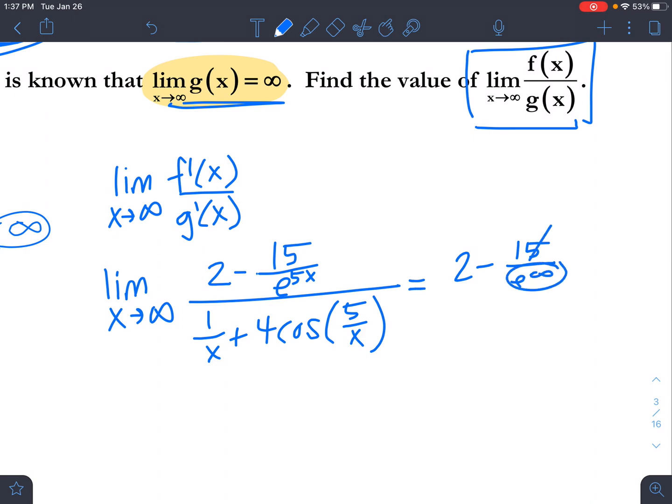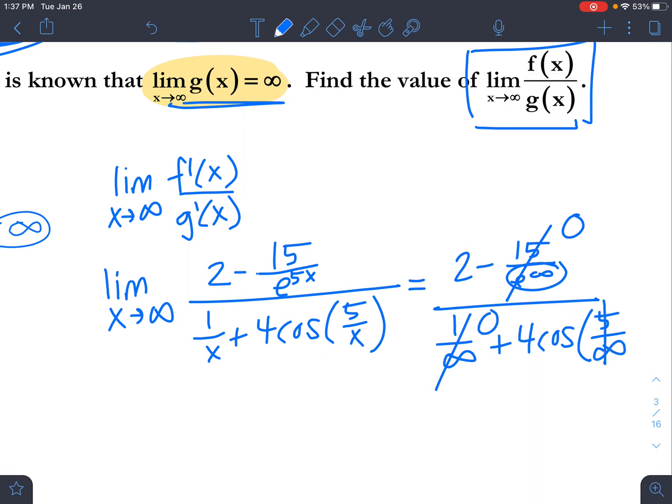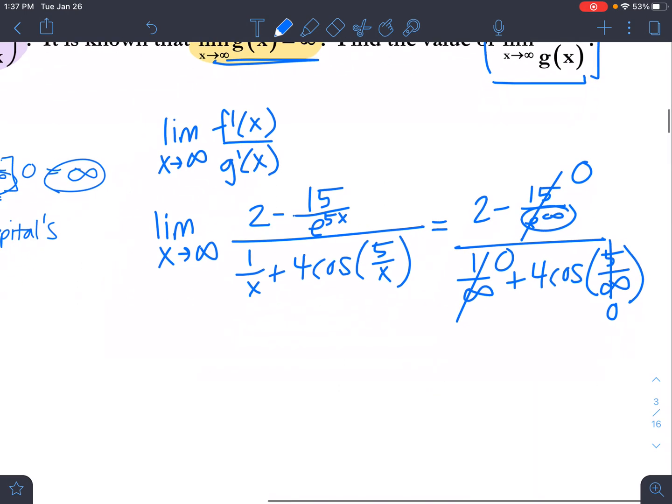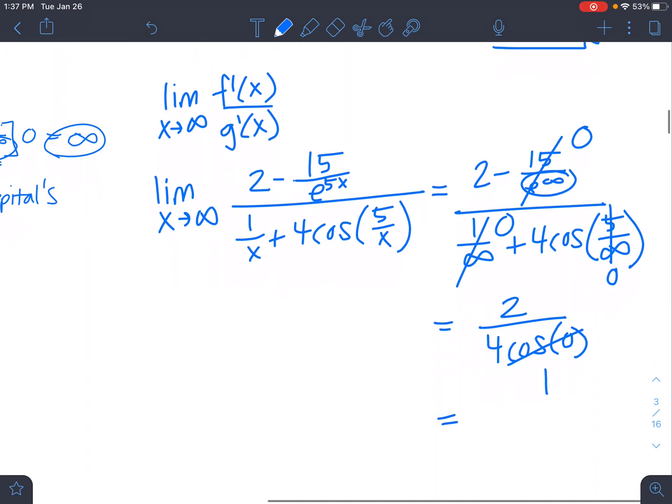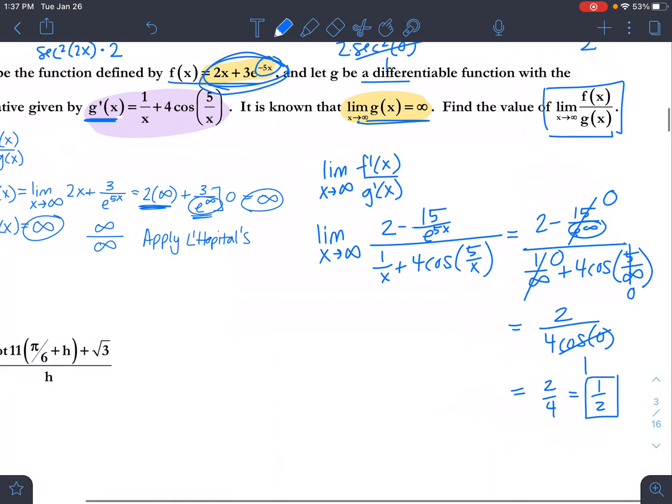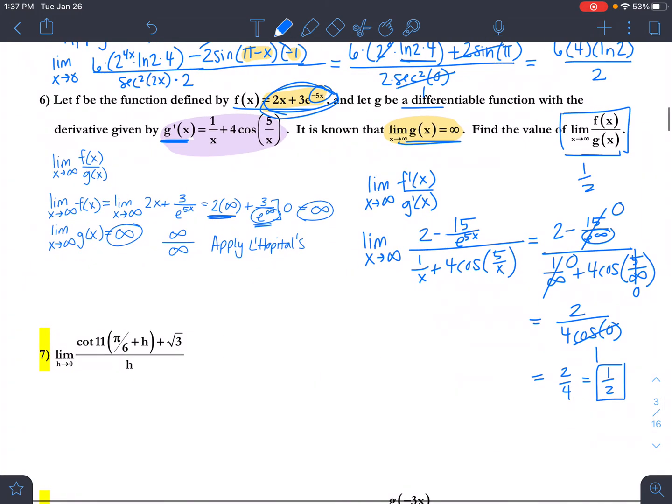Again, this would dominate, so this thing would go to 0. Okay, then I have 1 over infinity. Again, this would go to 0, plus 4 times cosine of 5 over infinity. That inside would go to 0. So I really have 2 over 4 cosine of 0. Cosine of 0 is 1. So final answer, 2/4, aka 1/2. So after all that work, final answer here, guys, would be 1/2.